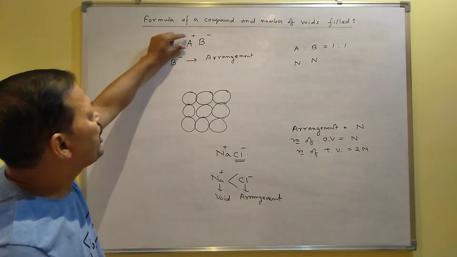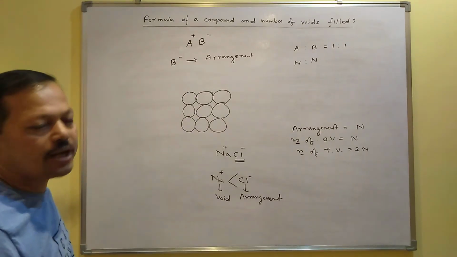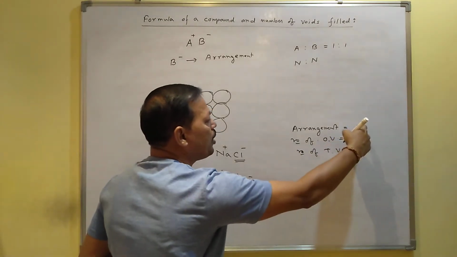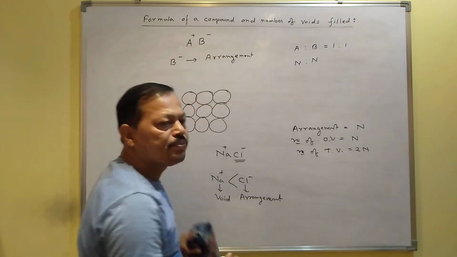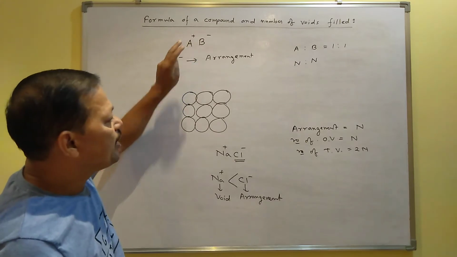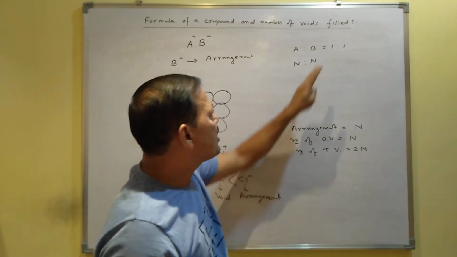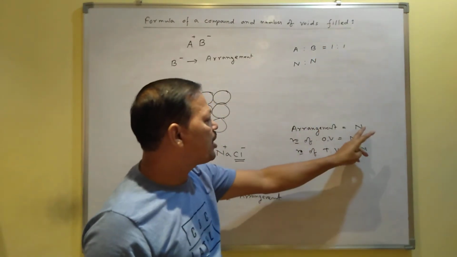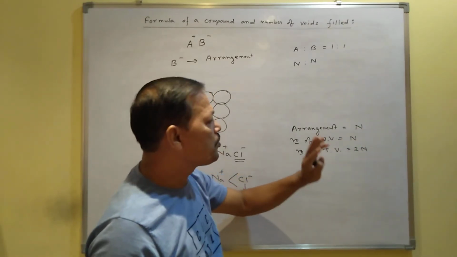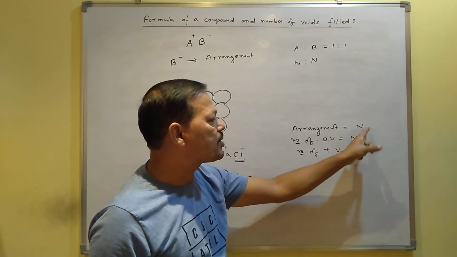Suppose the A plus ion is not present in octahedral voids, there is another possibility for the A plus ion. As you know, the number of tetrahedral voids is twice n. The ratio n to twice n means 1:2. The A plus ion may be present in half of the tetrahedral voids, because the arrangement contains n and the tetrahedral voids contain twice n, so if the particles are present in half of the tetrahedral voids, then the ratio becomes n:n.